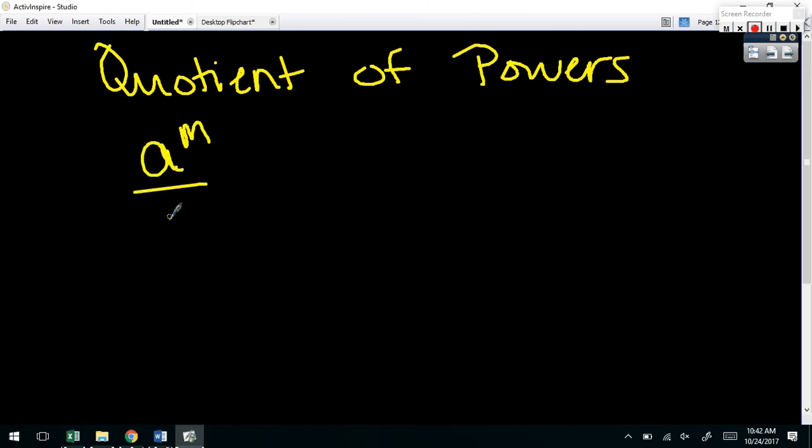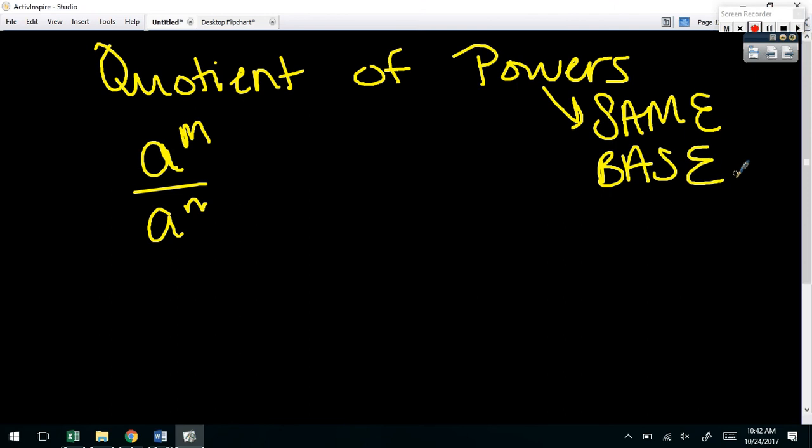Again, the key to this one, they must have the same base. It does not work if the bases are not the same. Now think about this a minute, because this one looks a lot like another one we've done. We did product of powers, right? A to the m times a to the n. And if the bases were the same, what did we do with the exponents? Added. So the opposite of multiplication is division. So that's why we are subtracting, like y'all said, as long as the bases are the same.